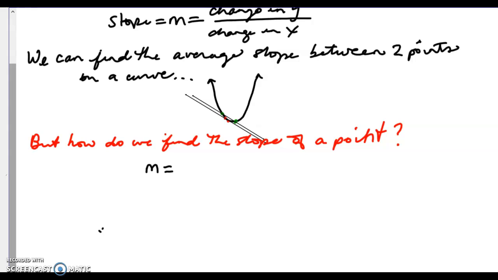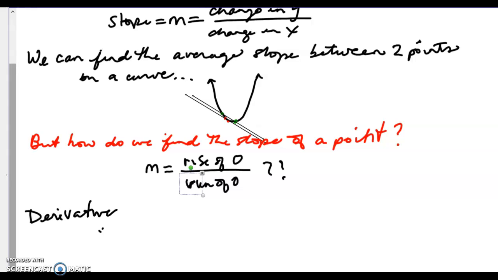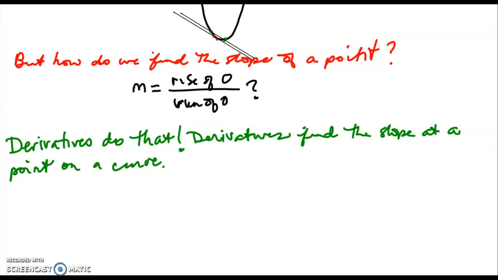We would take the difference in y's, which would be a change or a rise of 0, and the change in the x's at that one point, well, that would be a run of 0. Yeah, indeterminate. We know that we can't calculate that. It's 0 over 0. Doesn't work. So that's where, ding, ding, ding, derivatives come in. Derivatives find the slope at a point on a curve of the graph.